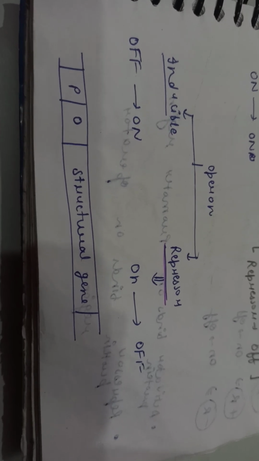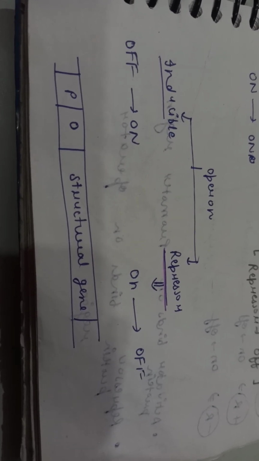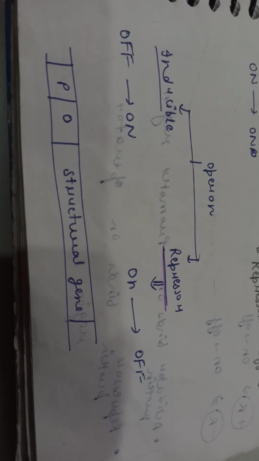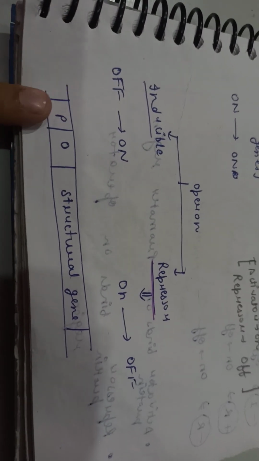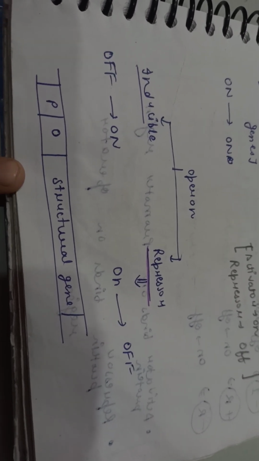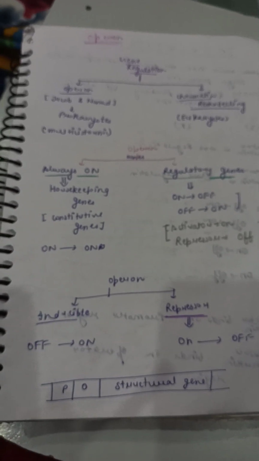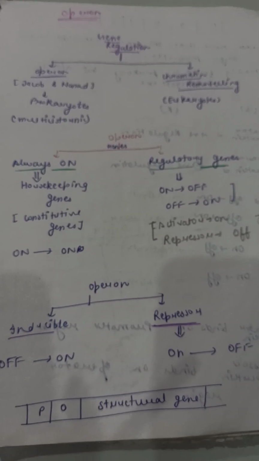Now in operon, mainly we have three things: promoter, operator, and structural gene. Here P stands for promoter, O stands for operator, and then we have structural genes. So this is the basic gene regulation, the operon, which I also wrote in my exams.